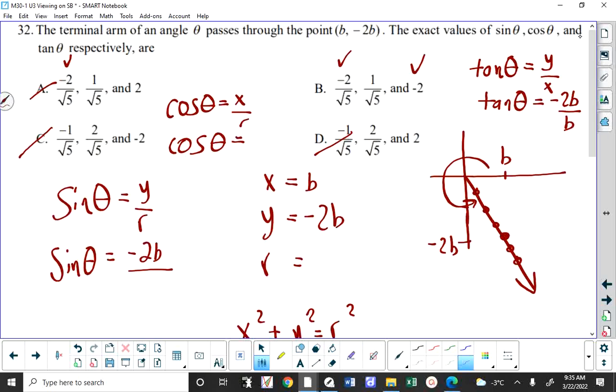Well, x is b and r is root 5 multiplied by b, so the b's cancel and I'm left with 1 over root 5. So the correct choice is choice B. Does that make sense? Okay.